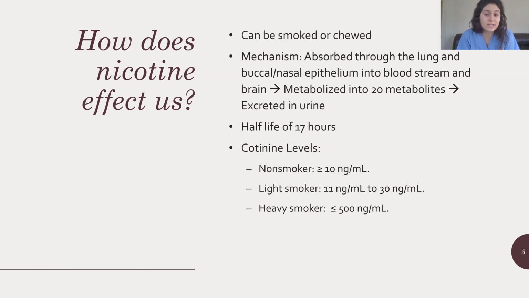An individual who doesn't smoke would have less than 10 nanograms per milliliter in their system, whereas somebody who's a light smoker or who is exposed to minimal amounts of secondhand smoke might have between 11 to 30 nanograms per milliliter. And then a heavy smoker could have anything from there up to 500 or even more nanograms per milliliter, which is a lot.